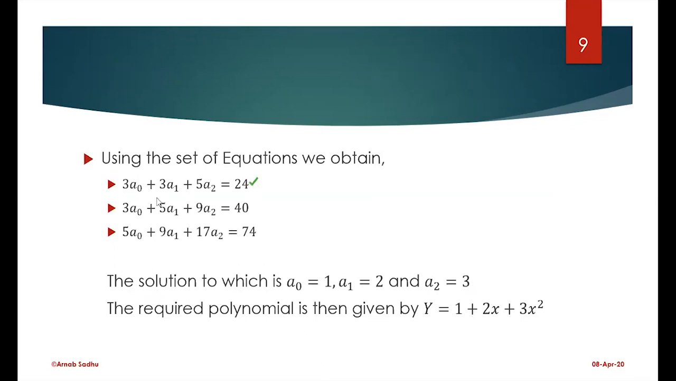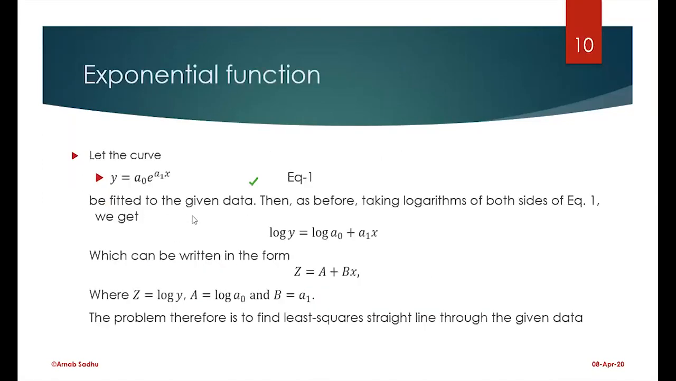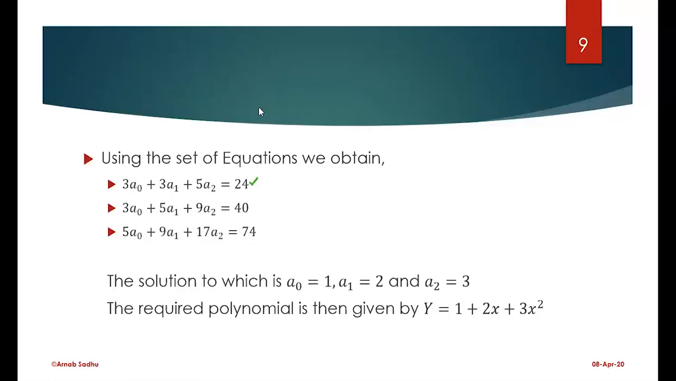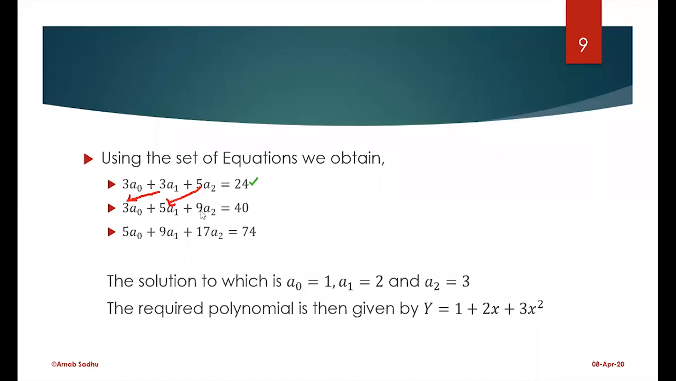In the second case, 3 will come right here. So you do not need to do anything, just see this. 3 will come right here, this 3 will come here, this 5 will come here, and the next degree of x is x cube. So summation of x cube is 9. So here I will write 9 a2 is equal to summation of xy, which is 40.